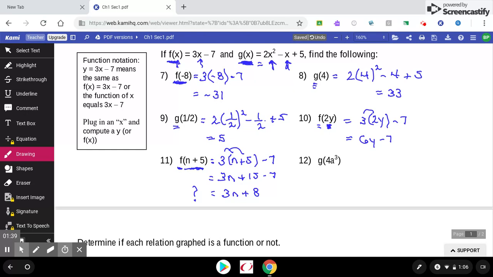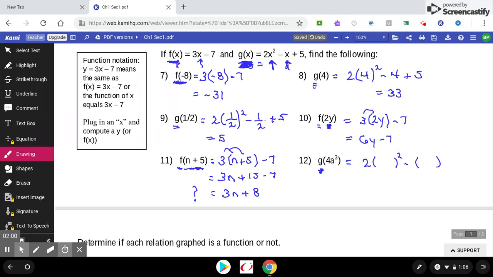So number 12 is getting ahead of ourselves a little bit. Let's see if you remember some of these rules for exponents. Again, the g tells me which problem I'm using. So I'm using this problem over here on the right. And all I'm doing is plugging something into the problem where the x's were.